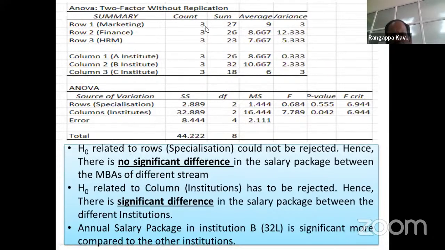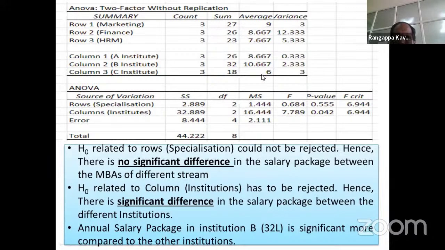In marketing, we have 3 samples. The average salary package is, let us say, 9 lakh. In finance, the average salary package obtained by the MBA graduates is 8.66 lakhs, and in HRM it is 7. In the last 3 columns we have taken A institution, B institution, and C institution. In A institution also we have 3 MBA graduates, and in B institution 3 graduates. Their average salary packages are 8.6 lakh, 10.6 lakhs, and for C institution it is 6 lakhs.